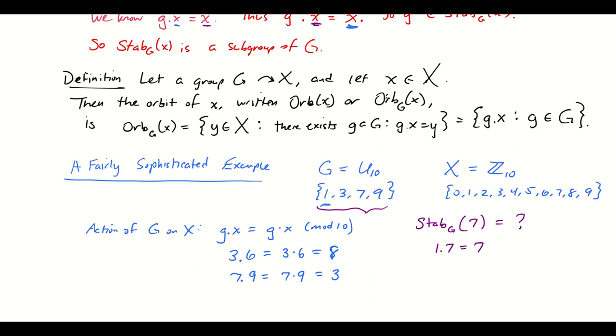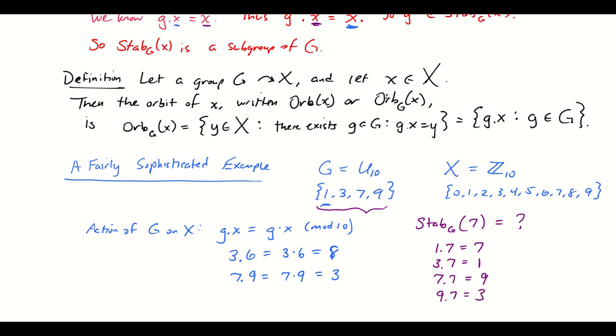1 acting on 7 produces 7. 3 acting on 7 produces 21, which is 1. 7 acting on 7 produces, I realize as I write this, it looks like I'm writing decimal numbers, which I'm not doing at all. This period means acting on. 7 acts on 7 to produce 49, which is 9. And then 9 acts on 7 to produce 63, which is 3 in this set.